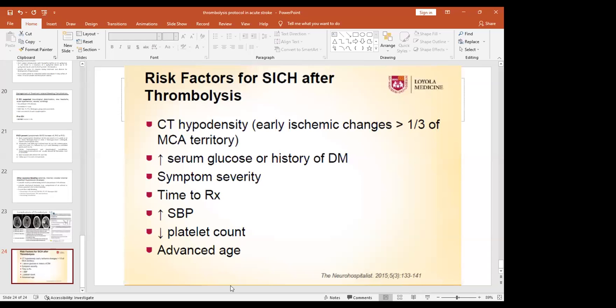That is all for the thrombolysis part. We shall now move on to our respective sub presentations. So I'll be talking on wake-up stroke.